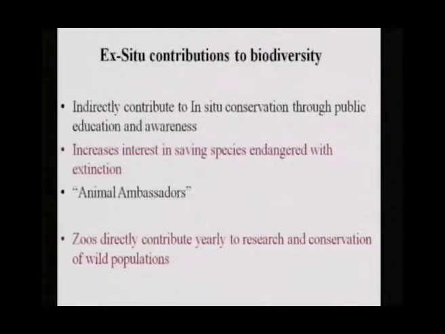The ex situ contribution to biodiversity. Before concluding, we have to understand the positive contributions of the ex situ conservation methodology. It indirectly contributes to in situ conservation through education and awareness, and it increases interest in saving species endangered with extinction, and it is a good example of animal ambassadors. Zoos directly contribute yearly to research and conservation of wild populations as well.